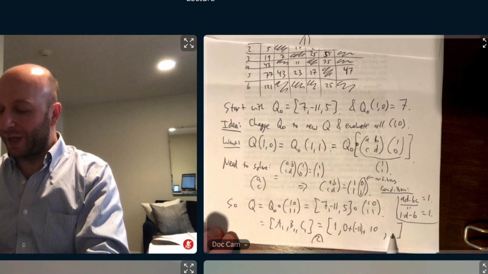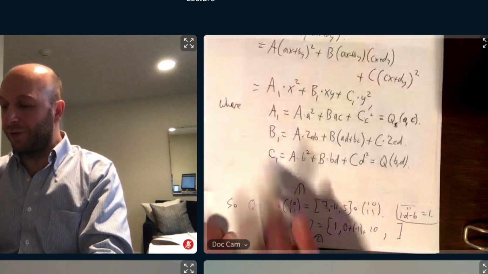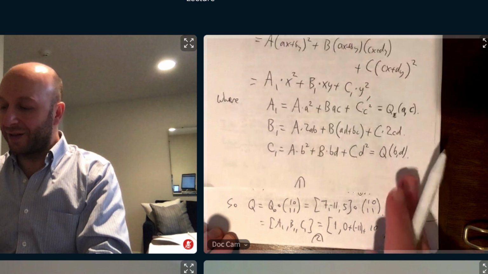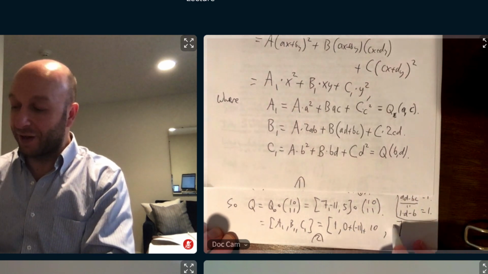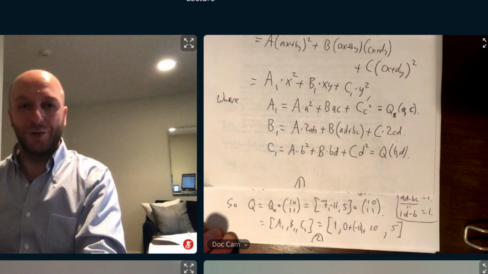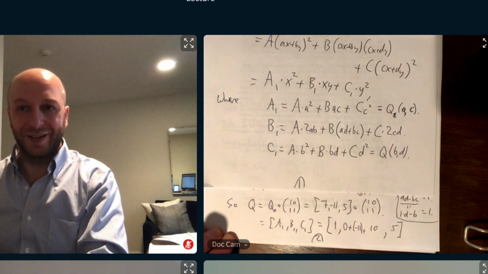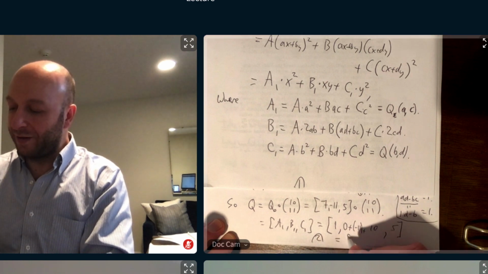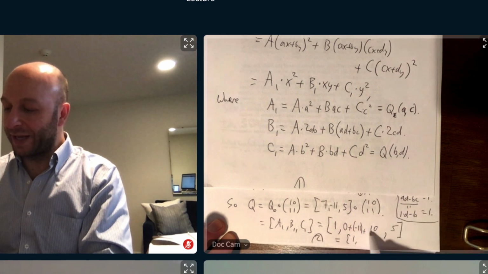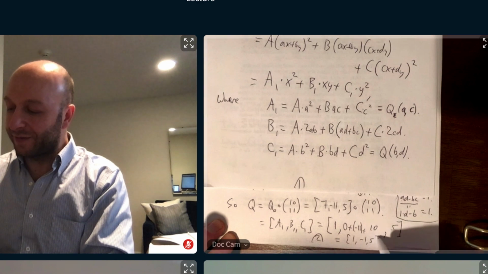And so what's this last term? This last term is C, which we already know is Q of BD, and that's Q of 0, 1, and Q of 0, 1 is just the last term of Q0. So this is the form 1, negative 1, 5.